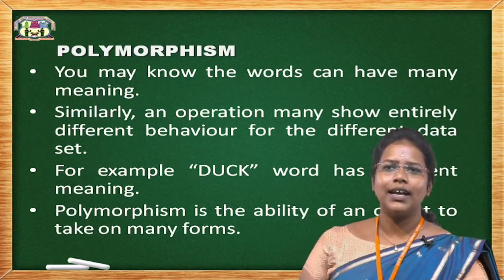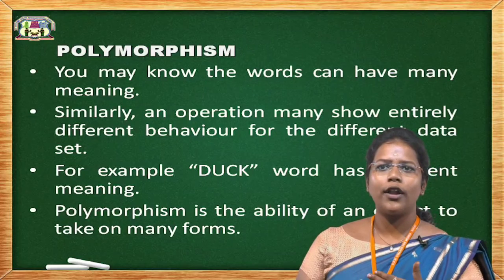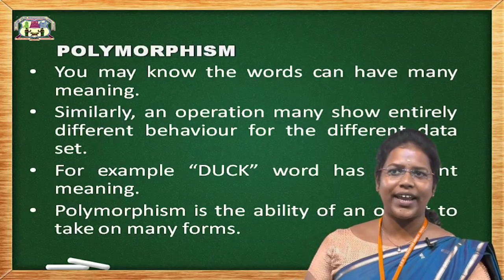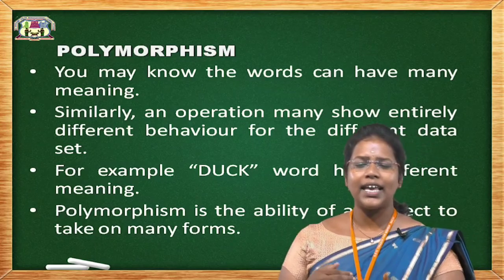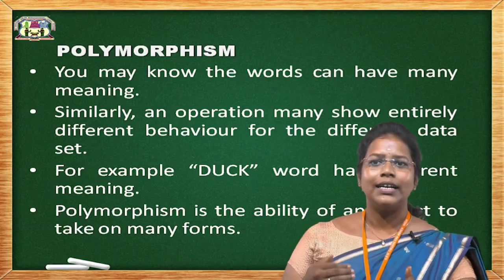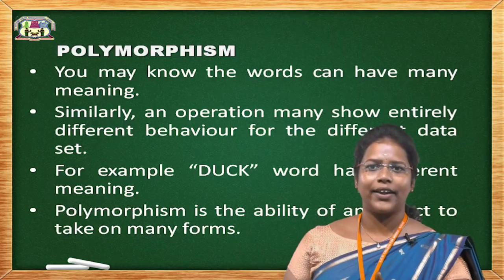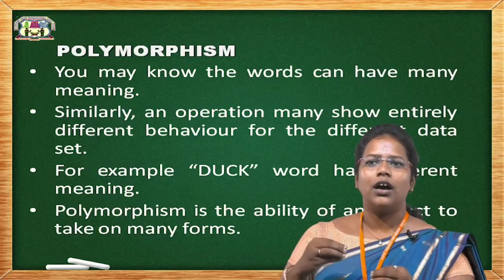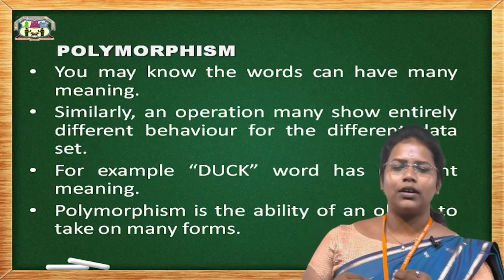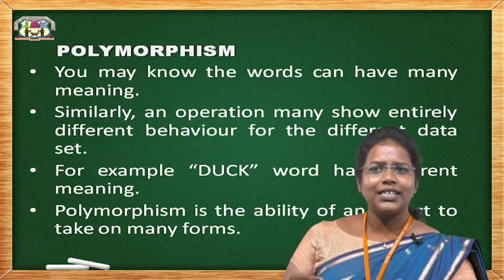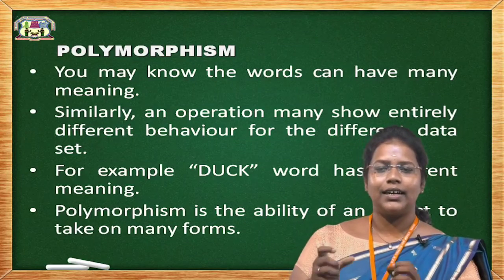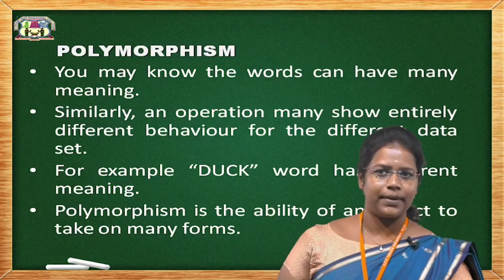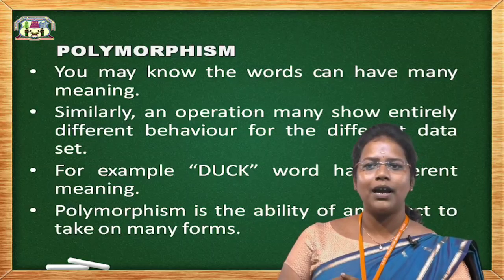I will give an example: duck. If you are talking about a duck in cricket, it has a different meaning. It means a player getting out for zero. But generally, if you ask about the duck, it means the bird. So one word has different meanings. That is called polymorphism.